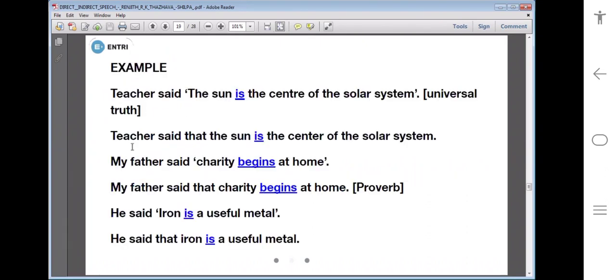For example, teacher said the sun is the center of the solar system. So it is universal truth. The sun will always be the center of the solar system. So it is the truth. Therefore, this remains the same when you make indirect speech. You can see here the teacher said, though here the reporting verb is past, we have kept the reported speech in the same tense. That means this is universal truth. If it is universal truth, then you need not change the tense. Clear?